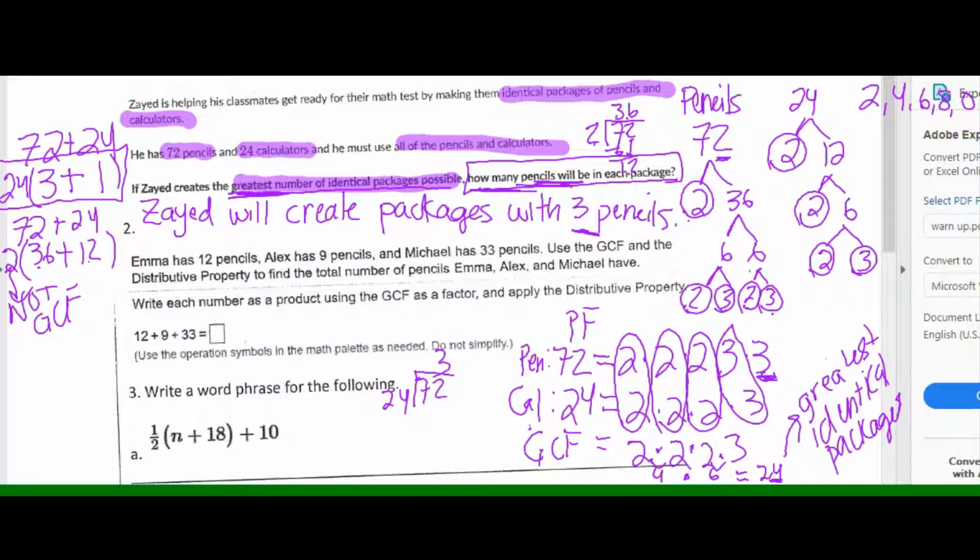So remember, you have to make sure you factor out all of the common factors. And you can see here that 36 and 12 can be simplified. Since 36 and 12 can be simplified by the same number, that tells you that 2 is not the greatest common factor. So keep that in mind.